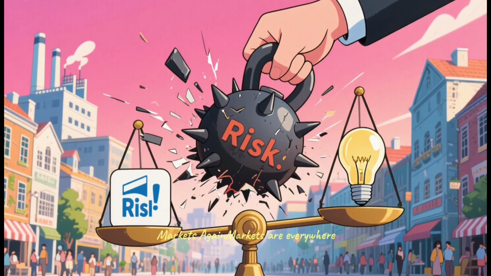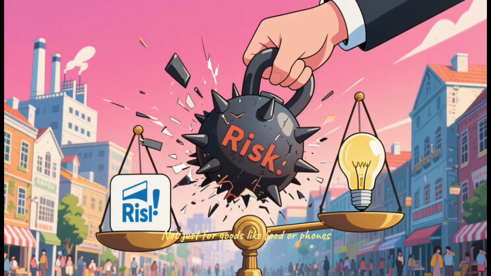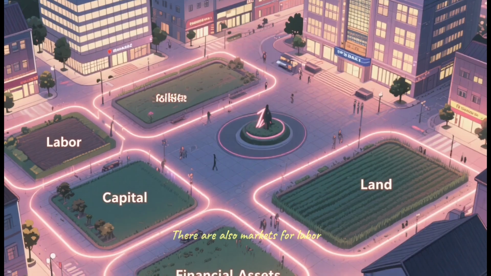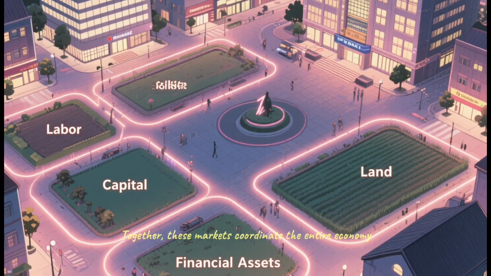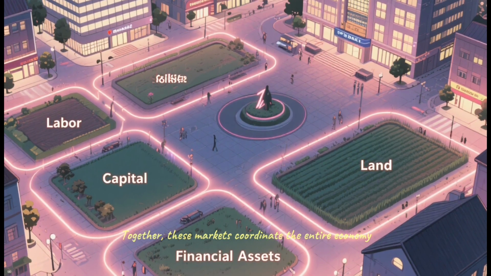Markets are everywhere, not just for goods like food or phones. There are also markets for labor, capital, land, and financial assets. Together, these markets coordinate the entire economy.